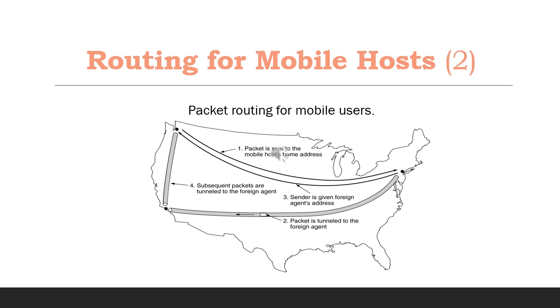Then the packet is tunneled to the foreign agent. The sender is given the foreign agent's address, and then subsequent packets are tunneled to the foreign agent. Now, this is how routing for mobile hosts works.